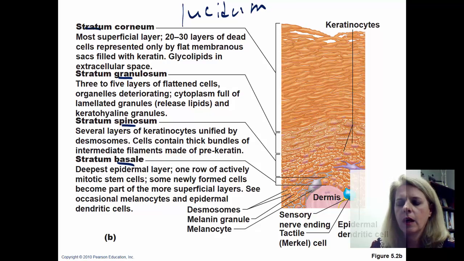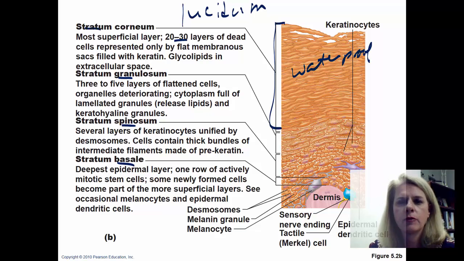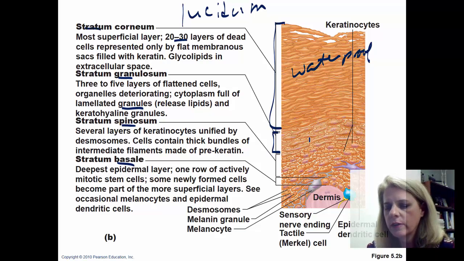Stratum lucidum. And so the stratum corneum is your most superficial. That's what you see. And it's about 20 or 30 layers of dead cells. Okay? And this is that waterproof layer, and helps you fight off abrasion. Then you have your stratum granulosum. And this is 3 to 5 layers, and this is where you actually have these granules. So the cytoplasm is full of granules, and it looks real grainy when you look at it under the microscope.